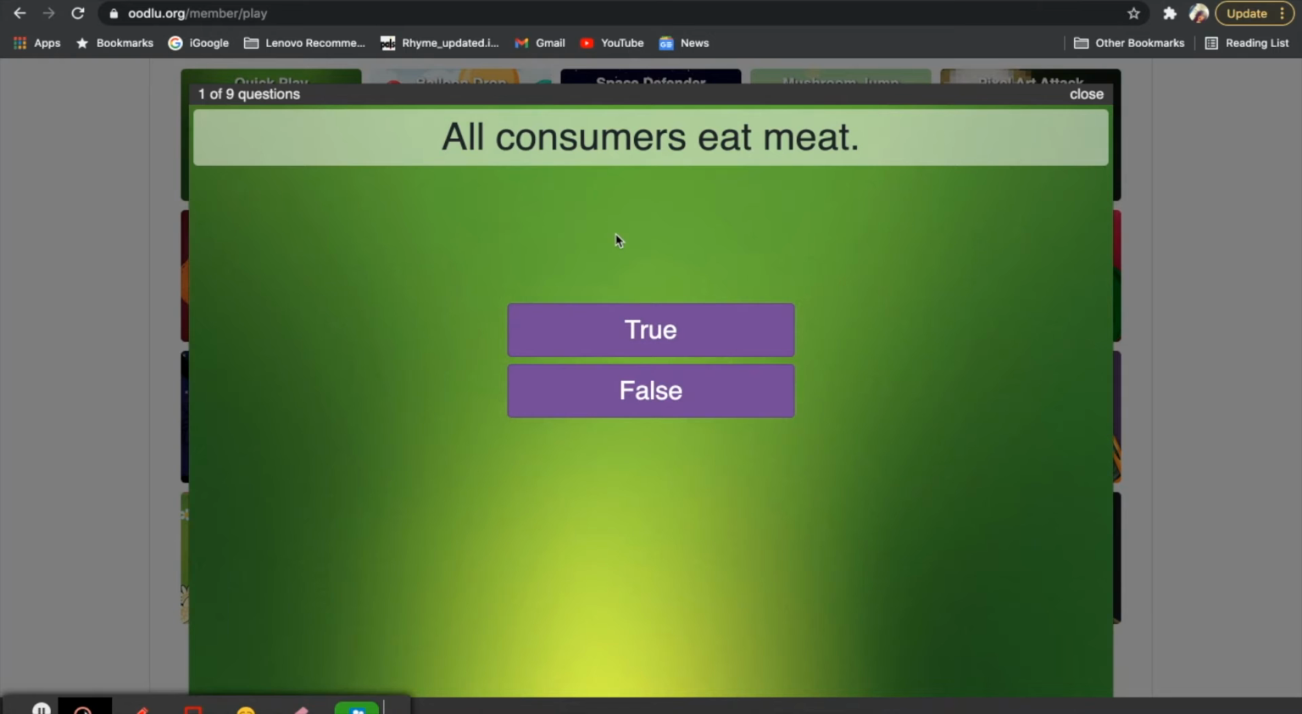Our first question says, all consumers eat meat. Is that true or false? Answer that on Edpuzzle now. If you said false, that is correct. All consumers do not eat meat. There are some herbivores that like to eat plants, and even omnivores that eat both plants and meat. So all consumers eat meat is false.